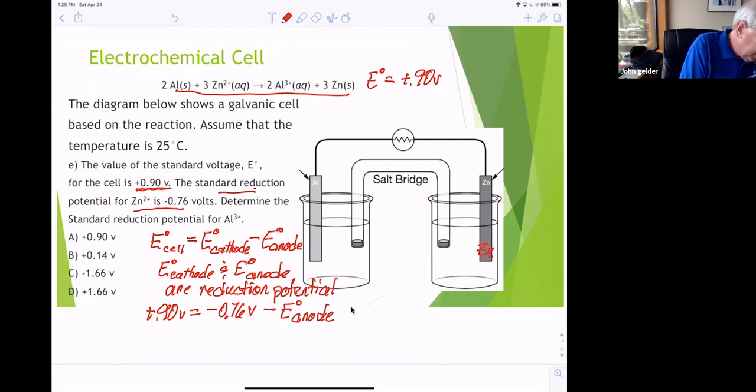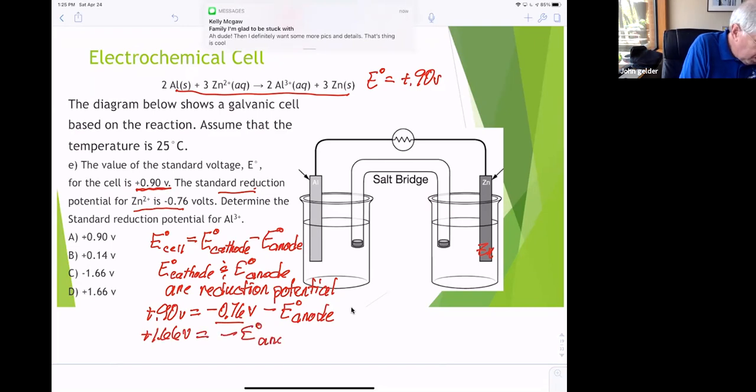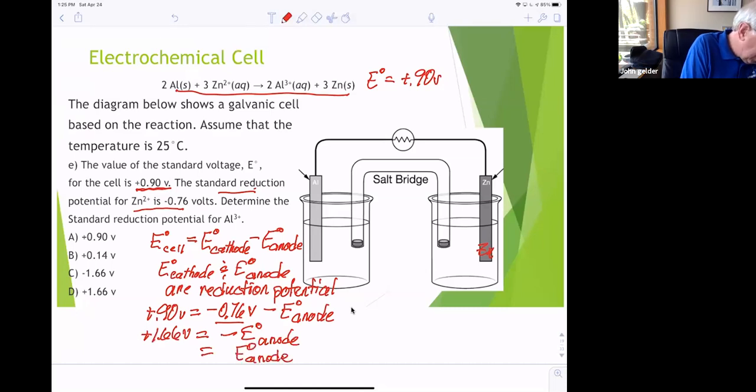we just need to do this algebra. So I'm going to add 0.76 to both sides. And when I do that, I get plus 1.66 volts is equal to minus E0 anode. And so the E0 standard reduction potential at the anode is minus 1.66 volts. And so C is going to be our best choice for this.